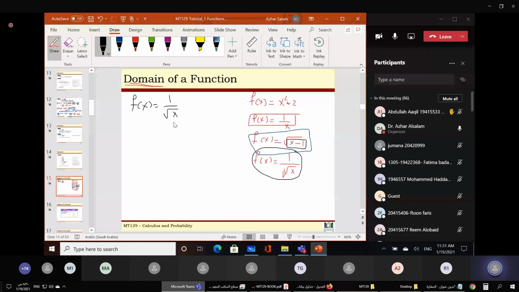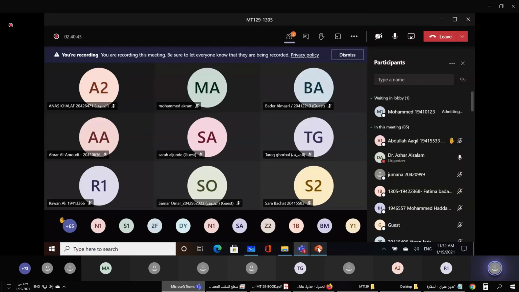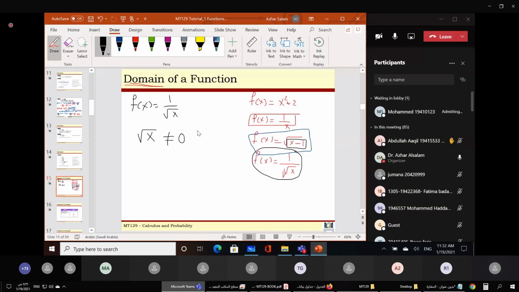الدالة الكسرية تكون معرفة بشرط أن المقام لا يساوي الصفر. The denominator is not zero. And also, the square root is defined when what's inside the square root is positive. So the denominator, the square root of x, is supposed to be not equal to 0. This is for the rational function.